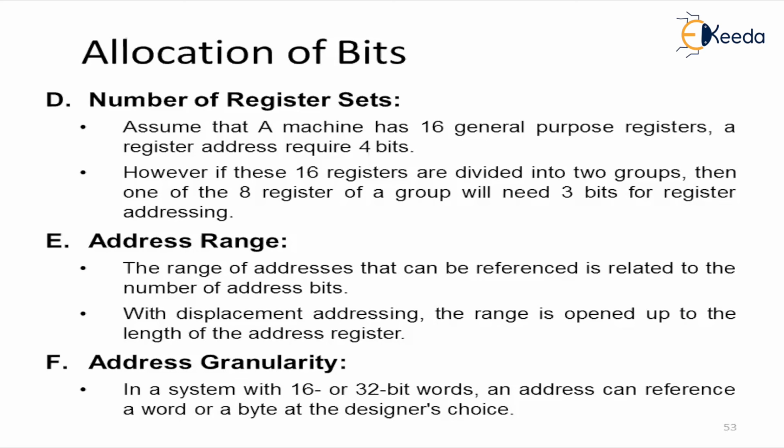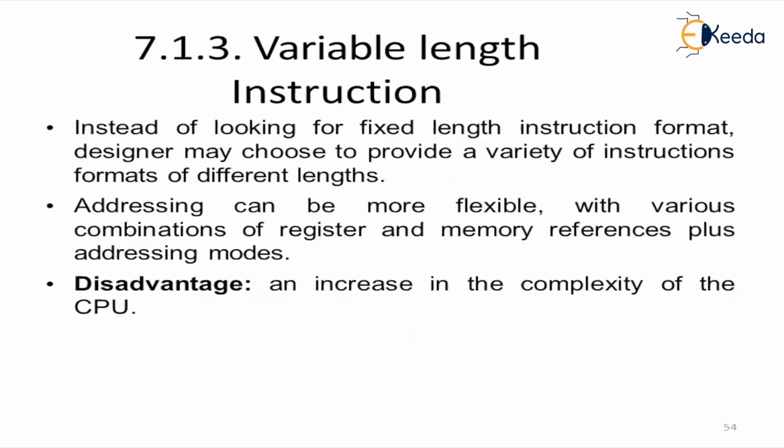Address granularity. If a system has 32, 16-bit words, an address can reference a word or byte at the designer's choice. So if a system is 16 bit or 32 bit or 64 bit or 128 bit, the designer has the choice to design the number of bytes that are assigned with the system. And this is also referred to as the address granularity.